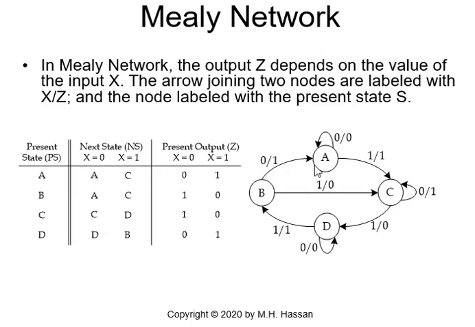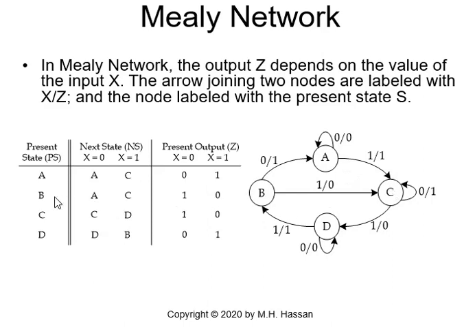So we have 4 states, A, B, C, and D, and will have 4 nodes, each one labeled with the present state. If I am in state A and x is 0, I will stay in A and the output is 0. So I will have 0 slash 0, x slash z. If I am in A and x is 1, the output will be 1, I will go to state C. So it is 1 slash 1, I will go to C.